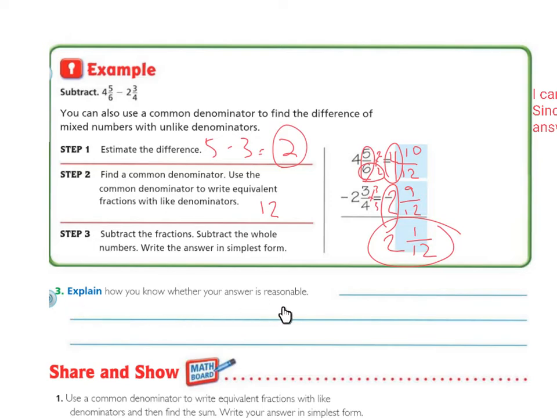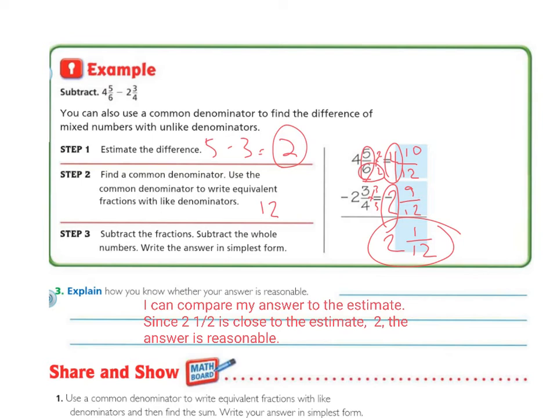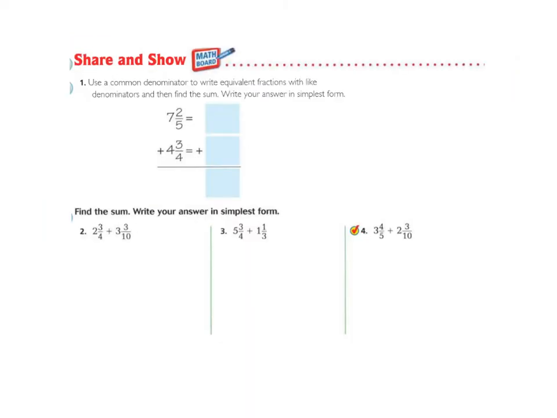So let's explain. How do you know whether your answer is reasonable? Well, I know my answer is reasonable because I can compare my answer to the estimate, and since 2 1/12 is close to the estimate of 2 that we had here, then the answer is reasonable. All right, so let's do share and show.